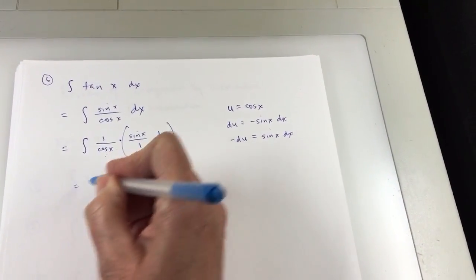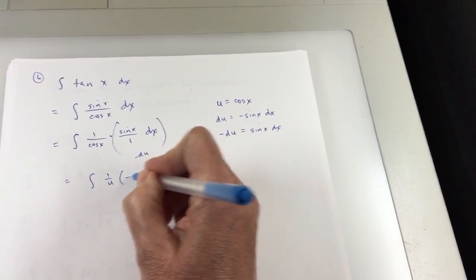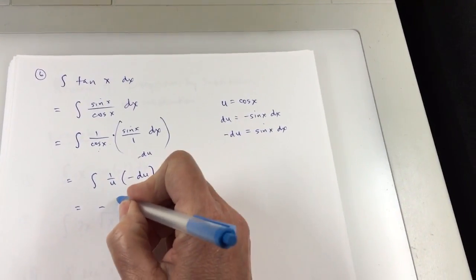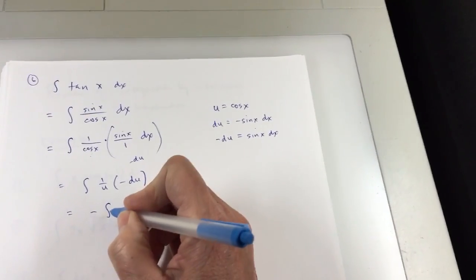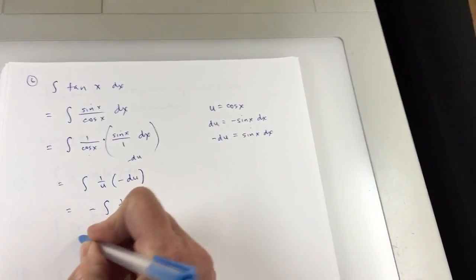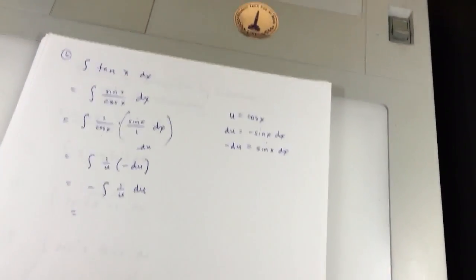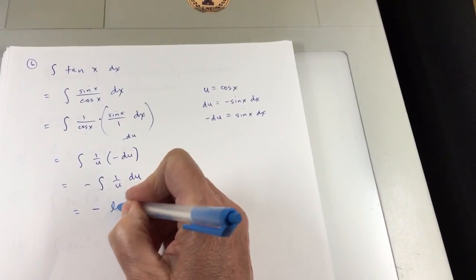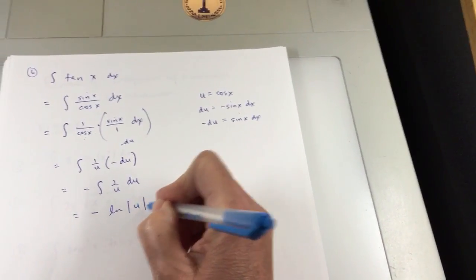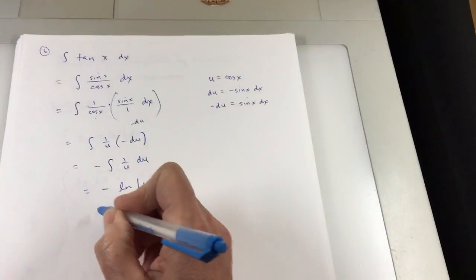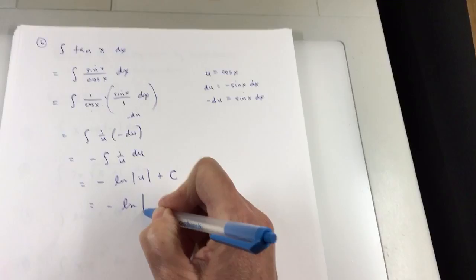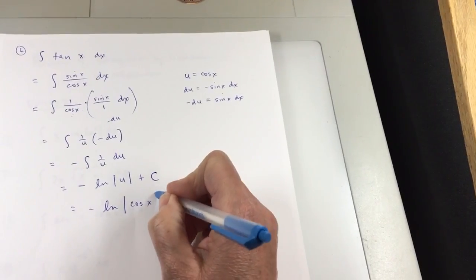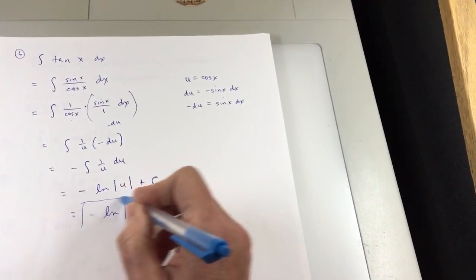And this is 1 over u. So the integral of 1 over u, negative du. Well, I can factor the negative sign out, and I believe I will. So the integral, negative integral 1 over u du. What's the antiderivative of 1 over u du? Natural log. So negative natural log, absolute value of u, plus c, negative natural log, absolute value of cosine x, plus c. There's the answer.